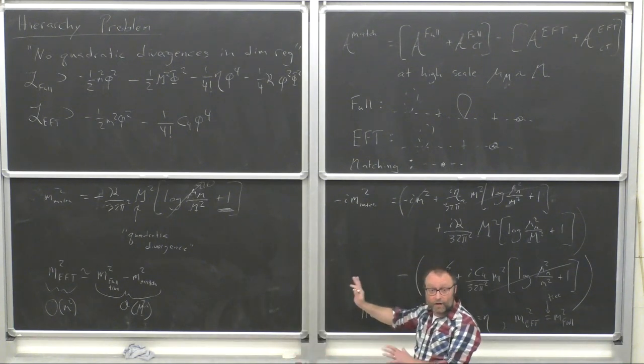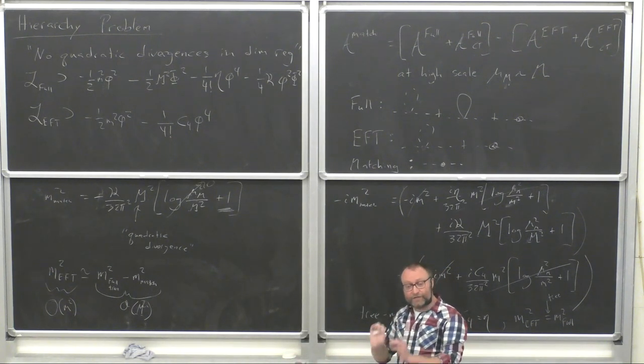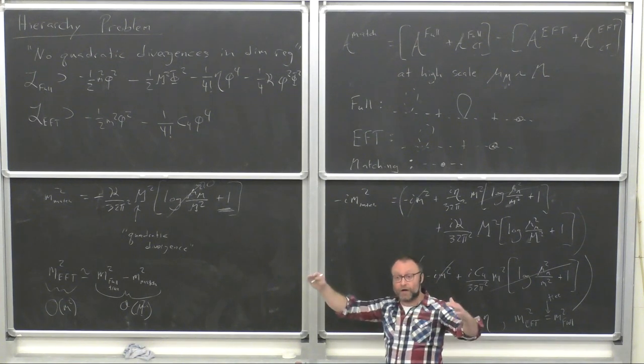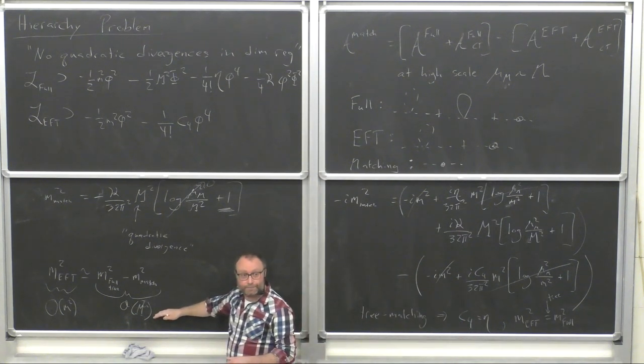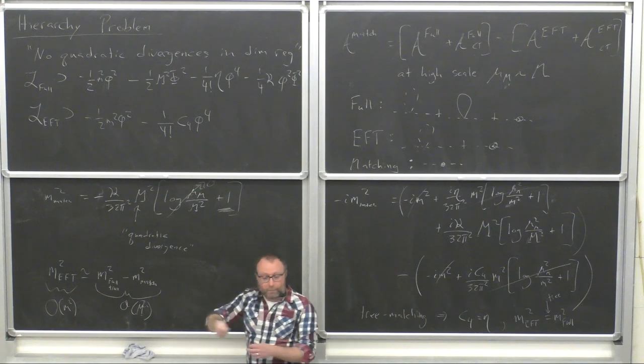And again, it's not technically a physical problem. It's a model building problem. It's when you try to UV complete that you will generically find this happens. But it's not something you could go and measure.